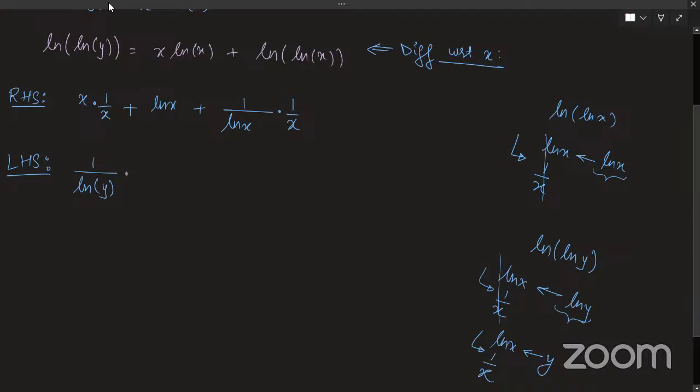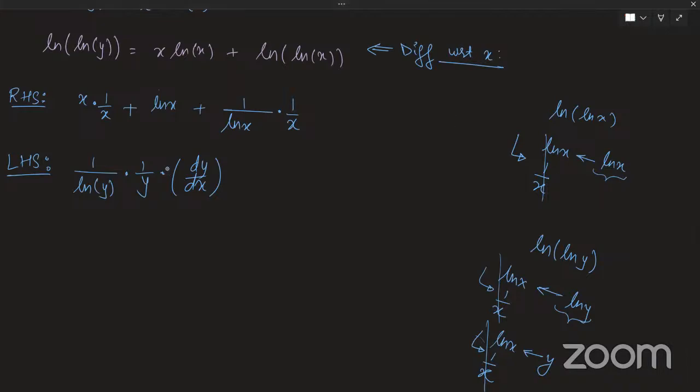1 by y, times dy by dy. Great, I complete this level, moved inside, I met y. So, what will be the next term that comes over here? dy by dx. Which function are we differentiating with respect to? We are differentiating y with respect to x, right? So that is why it will be dy by dx.